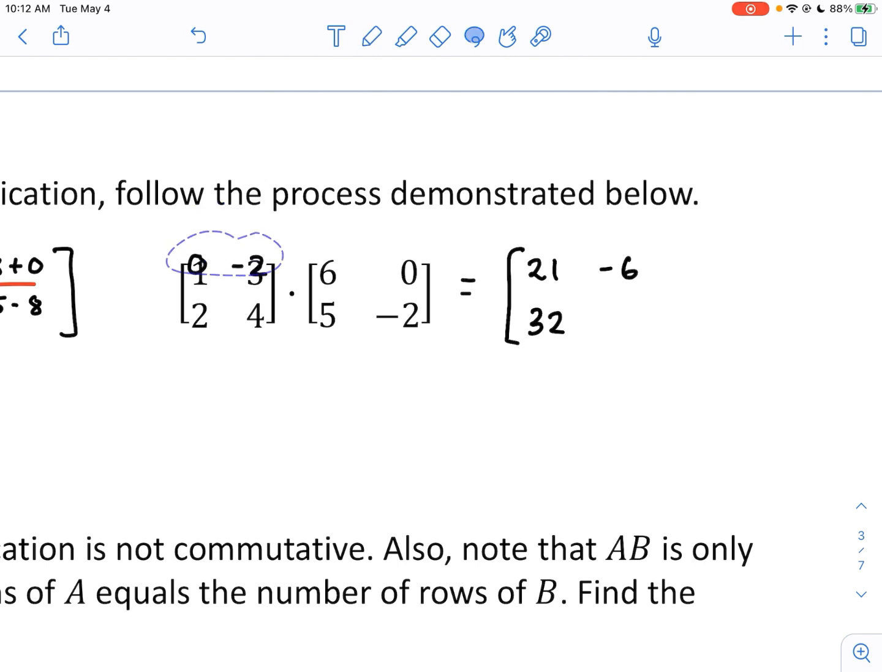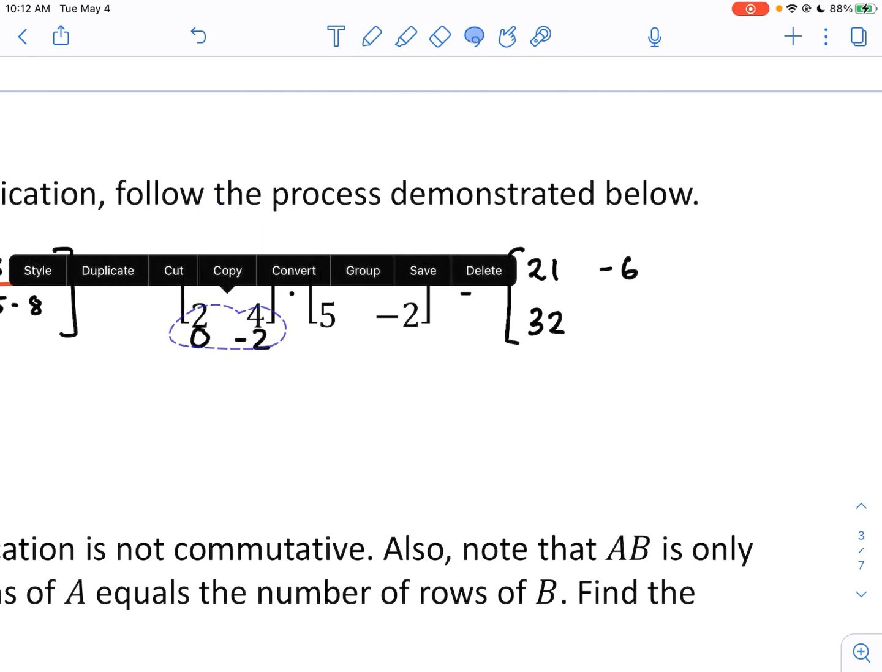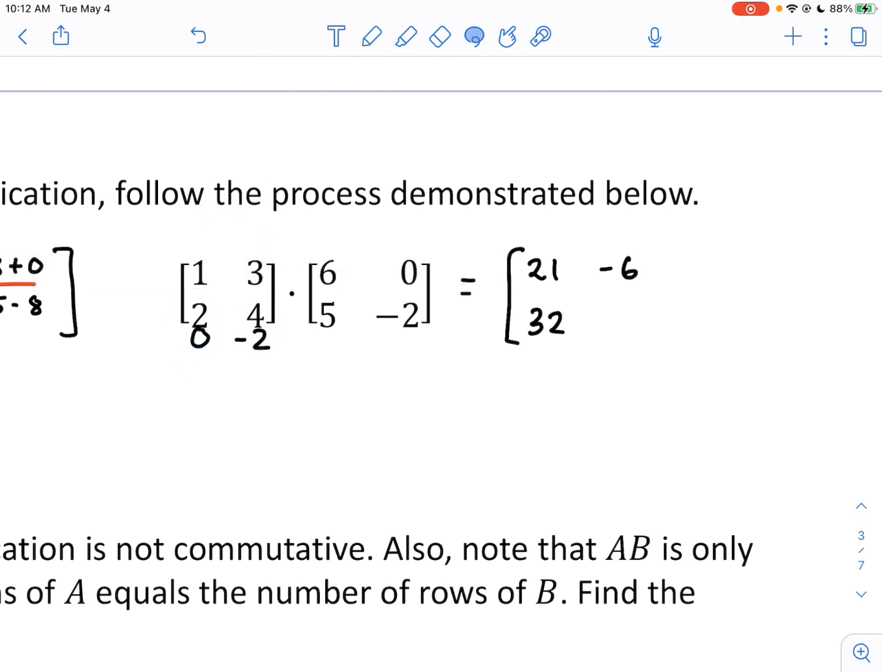And then take the 0, negative 2 and drop it onto the 2, 4. 2 times 0 is 0, and 4 times negative 2 is negative 8. And add those together, we get negative 8. So here's my 2 by 2 result when I multiply in this direction.